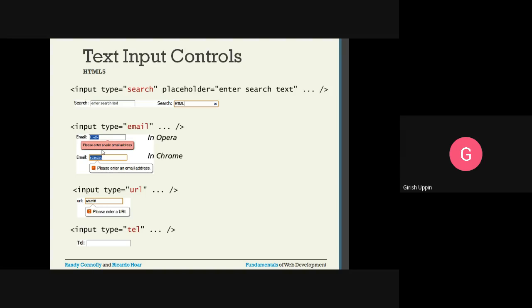So if it is not present and just text is given, automatically, without you writing any validation, it will have some kind of validation. It will say please enter a valid email address if the browser is Opera, and you will see the display like this in Chrome. And for URL also, please enter a URL. It will check some of the standards for how the URL is framed. And if you are taking the telephone number, it will perform validation accordingly. If you try to give any character or anything else, it will give an error.